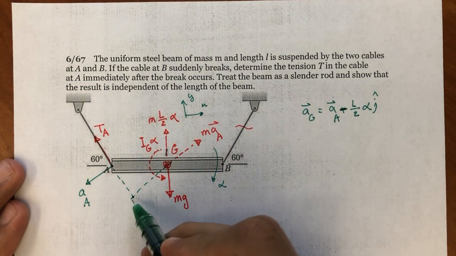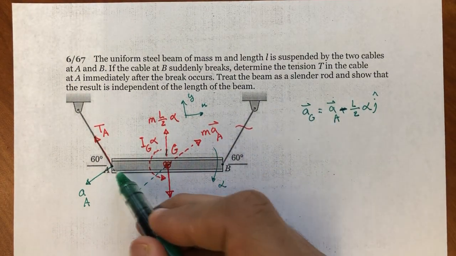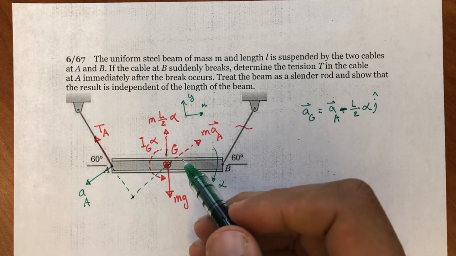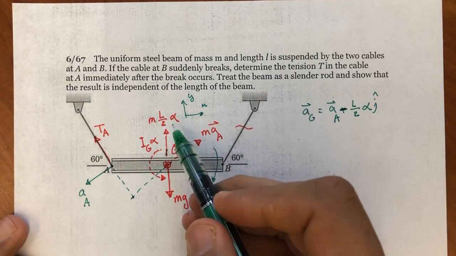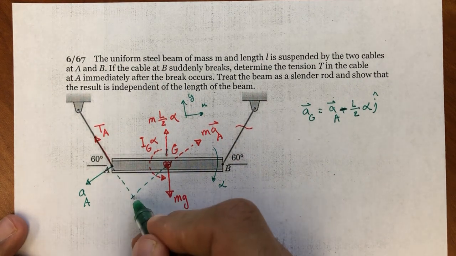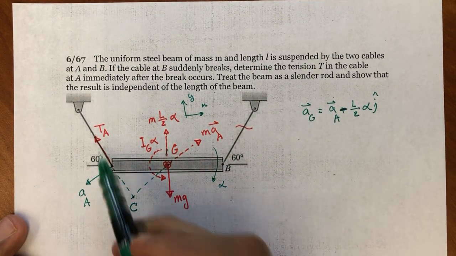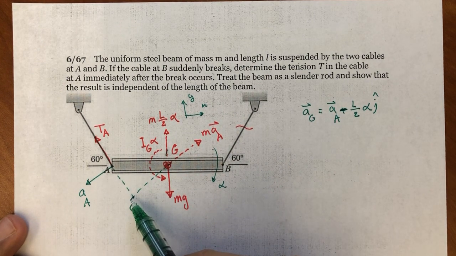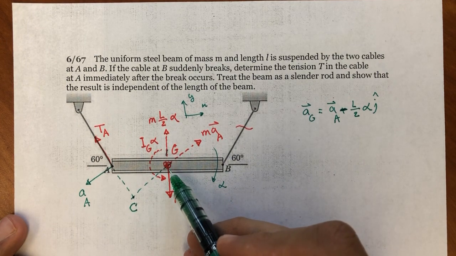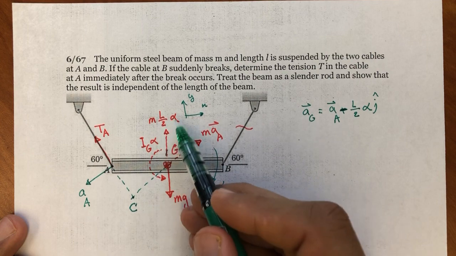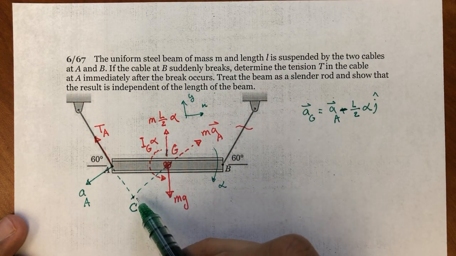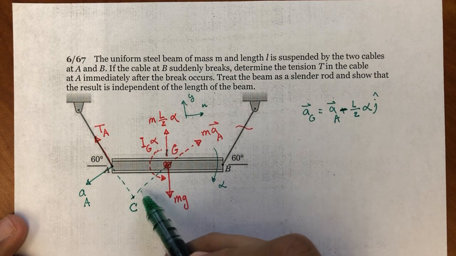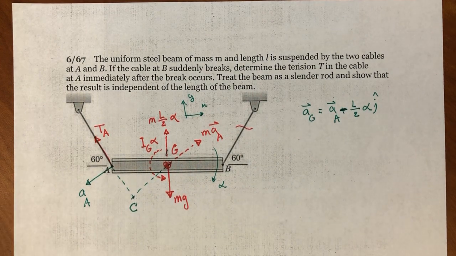Why? Because I don't really care about acceleration of A. I don't want to get rid of it. The only thing I want to find is alpha and also TA. If I take the moment about this point, let's call it C, then TA and MAA are going to cancel out. They're not going to make any moment about this point. The only forces I'm going to have are mg and also this force, and also I'm going to have this moment too. Sum of all of those moments, moment of the forces plus this moment about point C, is equal to 0. So if I use that, I can find alpha in one line.